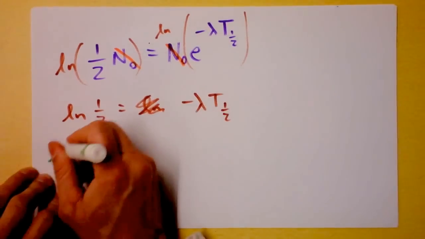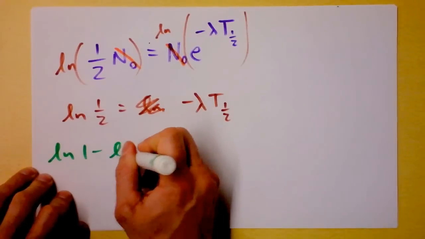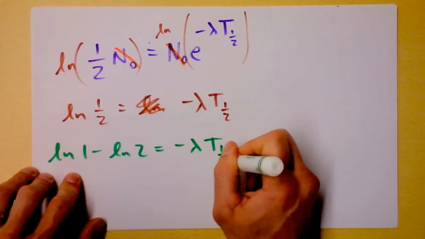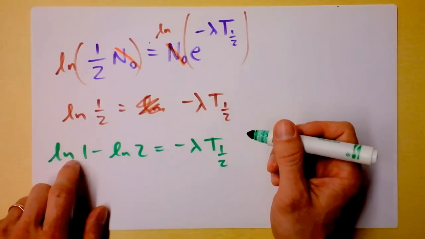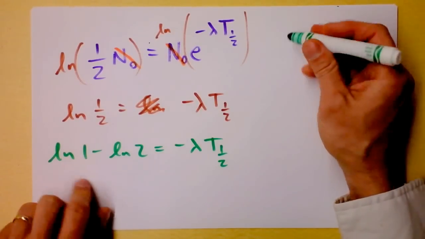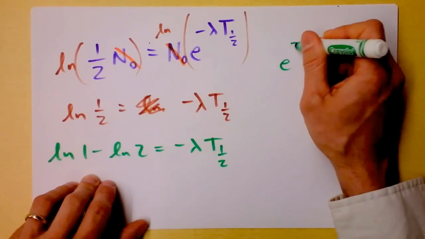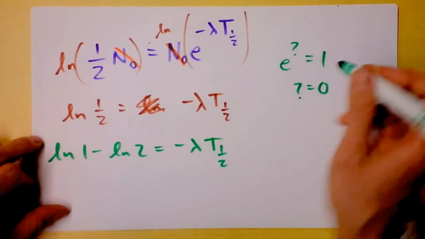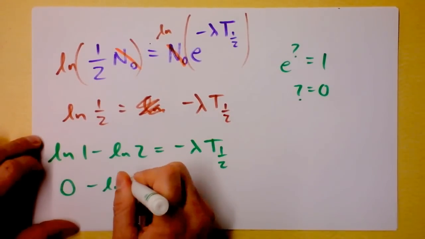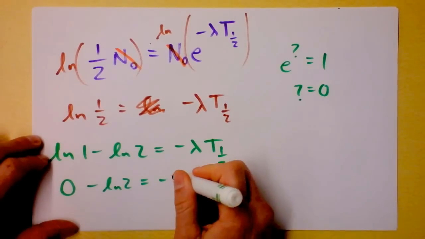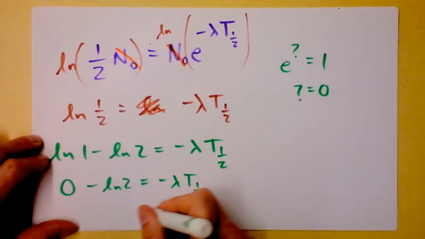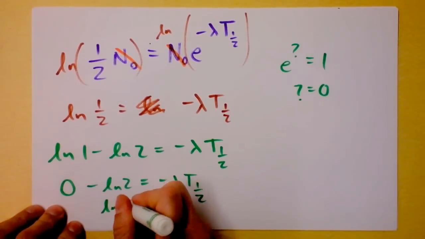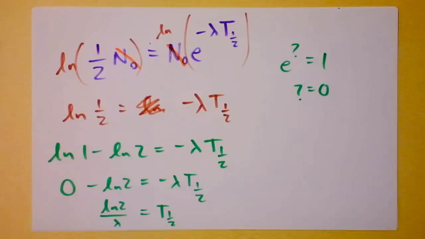And the next step is to understand logarithms, I guess. Here we go. This is the natural log of 1 minus the natural log of 2. So that's kind of fun. And this is still negative lambda times t 1/2. And then I want to note that the natural log of 1 means that I'm taking e to the what is equal to 1. And of course, that question mark is 0. So 0 minus the natural log of 2 is negative lambda times the half-life. And if I finally solve for half-life here, I find that the half-life is equal to the natural log of 2 divided by lambda. Ding!